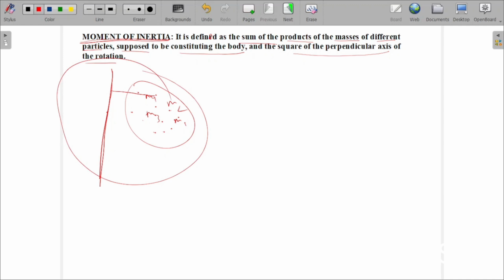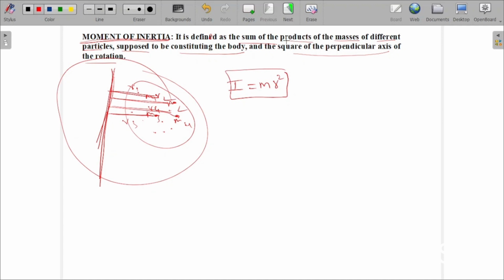So this particle is at a distance of r1, this particle is at a distance of r3, this particle at a distance of r4, and this particle at a distance of r2. So there is a distance from the axis of rotation to the mass. These particles are moving about the axis of rotation, so this will be called moment of inertia. It is simply defined as I = mr². Mathematically you can write it like this.